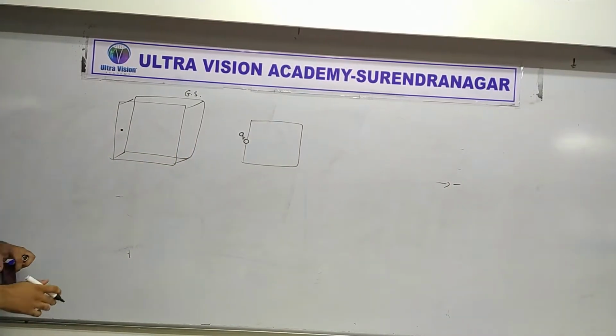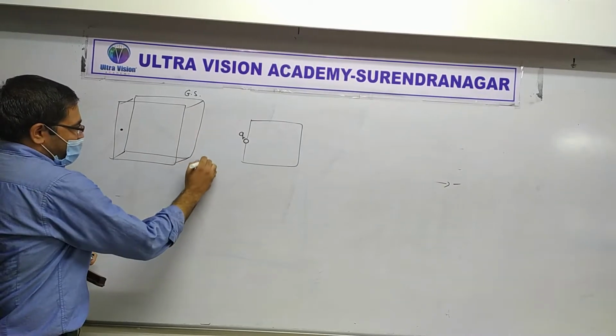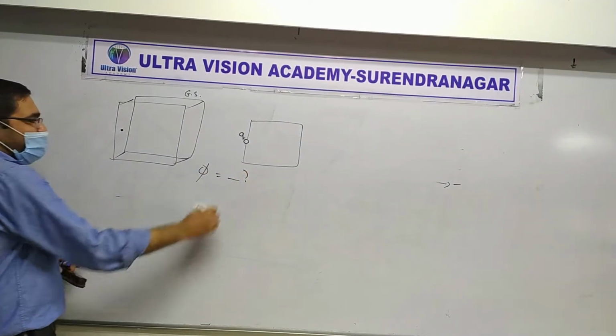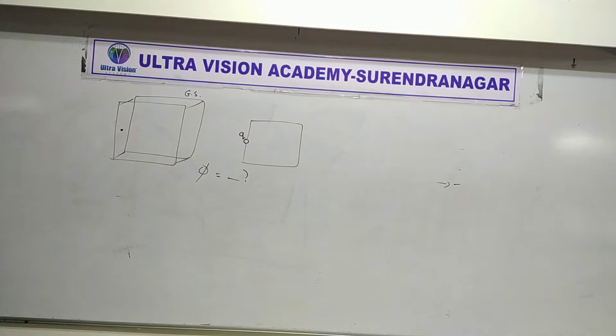Yes. Now, if I tell you to find the flux for this Gaussian surface, can you do it? How much will it be? Give me the exact final answer. Give me the exact final answer. 2 by 2 epsilon 0. Raise your hand. Yes, Krisha.